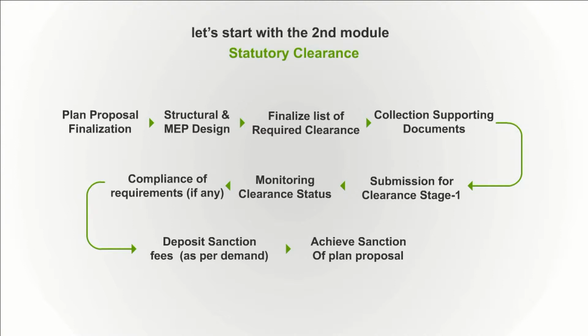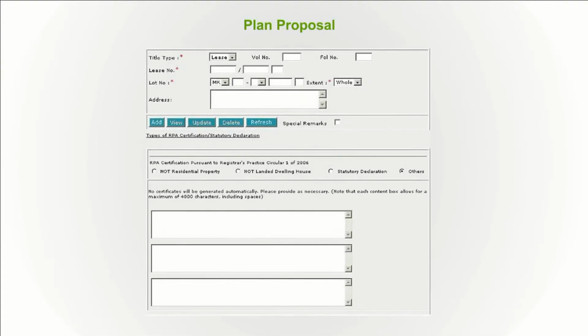Details about submission for clearance stage 1. You can monitor and record the clearance status. And also record any document for compliance, if required. You record the sanction fees, to forward it to Finance Department. And record the final achievement about the sanction of plan proposal. This is the screen for entering the details of proposed plan.